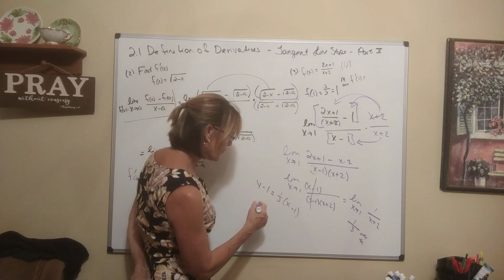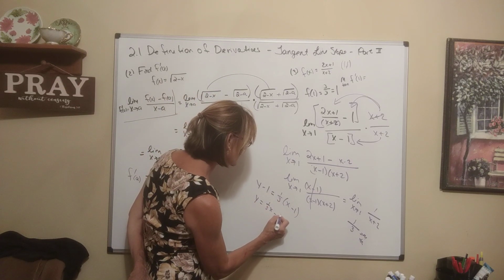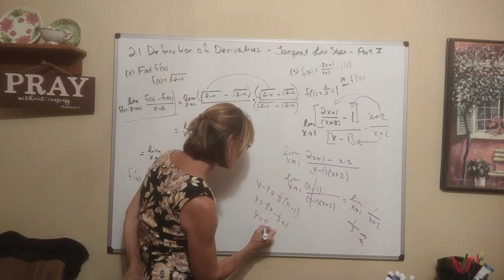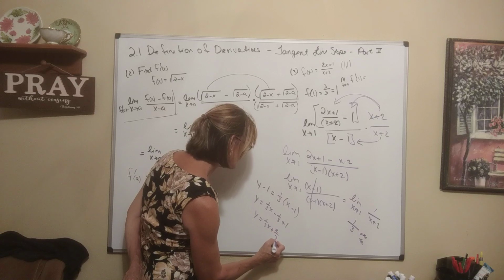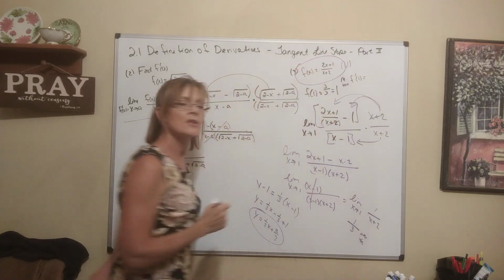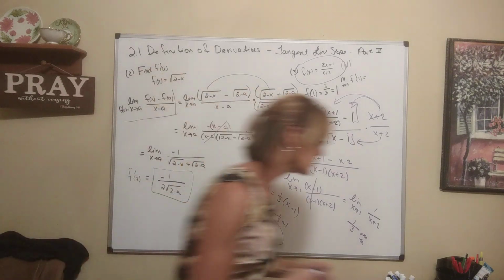We can solve it for y. y is equal to 1/3 x minus 1/3 plus a 1. y is equal to 1/3 x plus 2/3. We can graph this line and this function on the same grid like we did a minute ago and make sure that it looks right. So let's just do that.